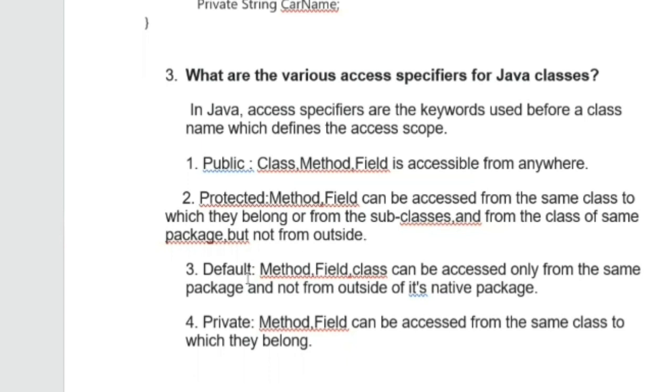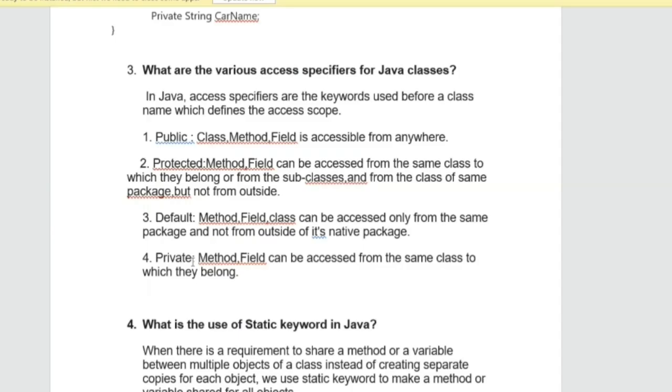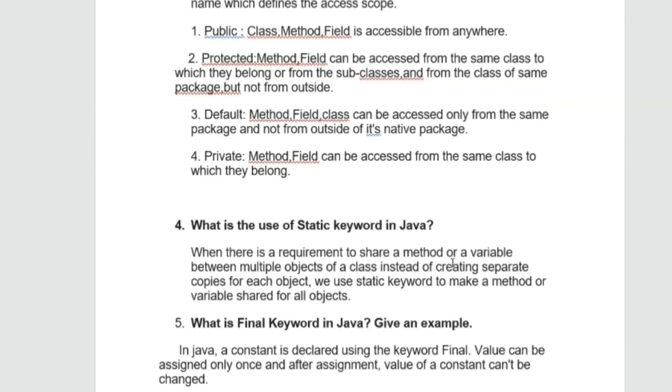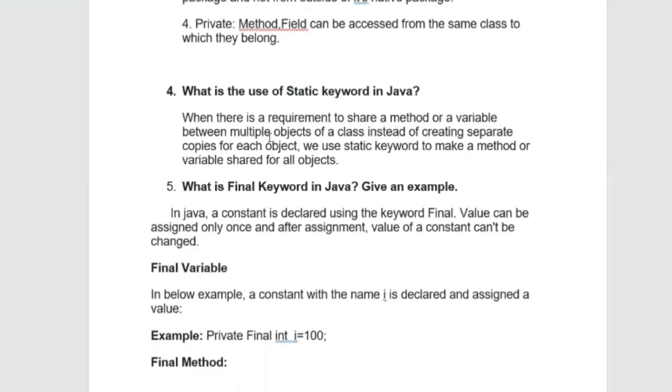Suppose you declare default before a method, class or field, it can be accessed only from the same package and not from outside. Then what about the private access specifier? If you declare any method or variable as private, then it can be accessed only from the same class to which it belongs. Then the next question is: what is the use of the static keyword in Java?